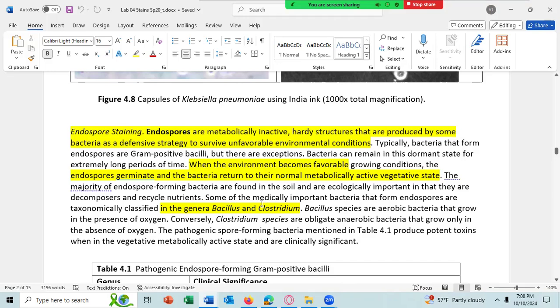When the environment becomes unfavorable, the parent cell will start to make an endospore. And then when the environment becomes so unfavorable that the parent cell dies, the endospore can survive the harsh environmental conditions until the environment becomes favorable to the cell growing, and then the endospore will germinate and return to its normal metabolically active parent cell, meaning a vegetative state. Any questions about any of that?